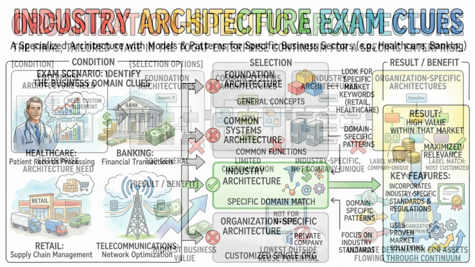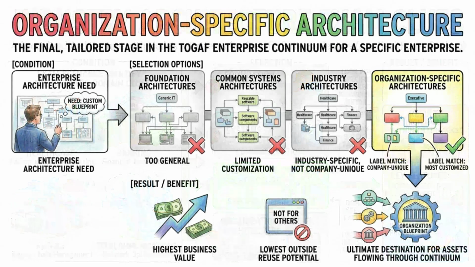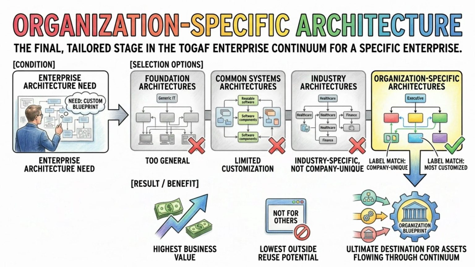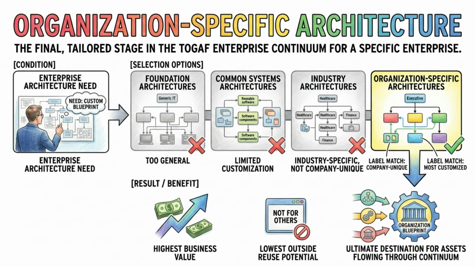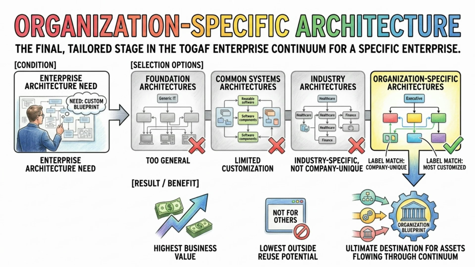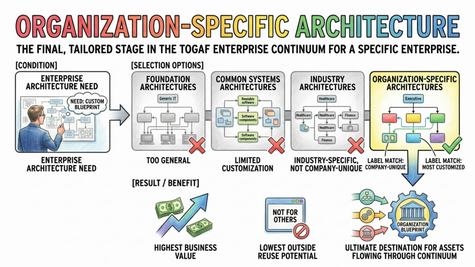The fourth and final state is the organization-specific architecture, which represents the most customized and tailored level of the continuum. This contains architectures that are entirely unique to your specific company, incorporating your exact business processes, internal policies, and strategic goals. This level provides the highest business value to your enterprise, but has the lowest potential for reuse by outside organizations. Exam questions will expect you to recognize that organization-specific architecture is the ultimate destination for assets flowing through the continuum.